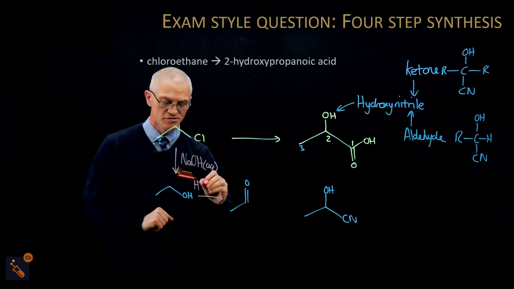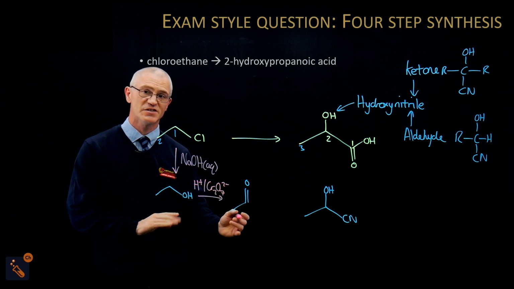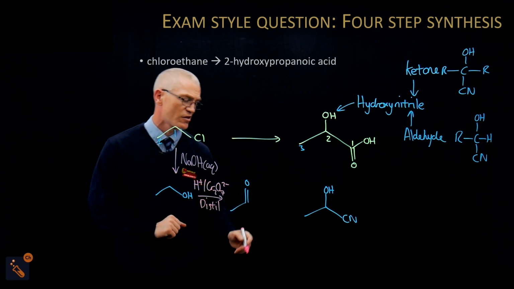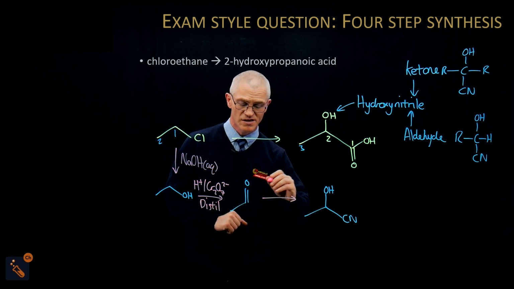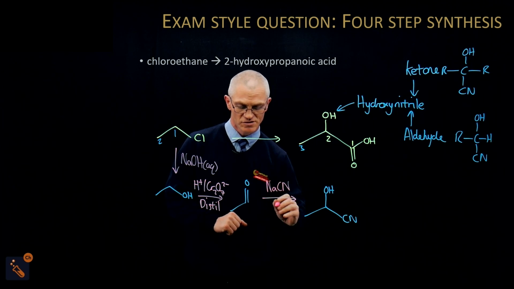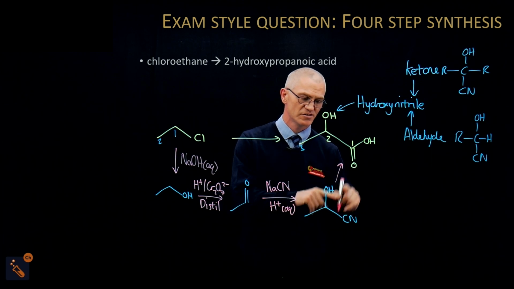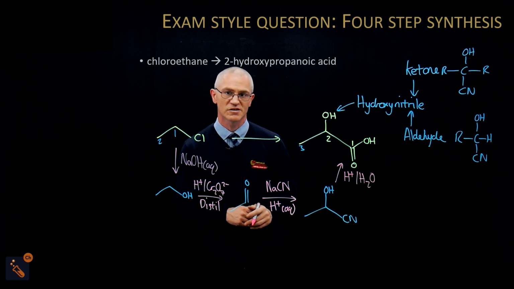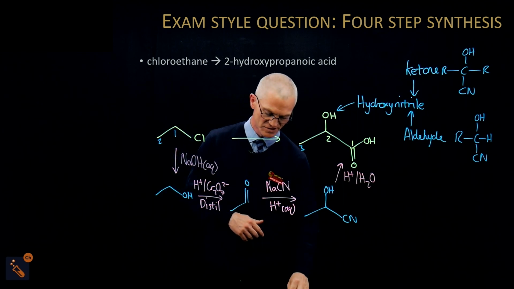Now that is H plus Cr2O7 2 minus. Okay, and really important, that's not finished off. I want to make the aldehyde, so therefore it is distill. Okay, then take the aldehyde, take it to the hydroxynitrile. That is sodium cyanide and H plus aqueous. Okay, so we're doing really well here, and then we go from here, there to the carboxylic acid, that's H plus slash H2O. Okay, and we have a 1, 2, 3, 4 step synthesis.